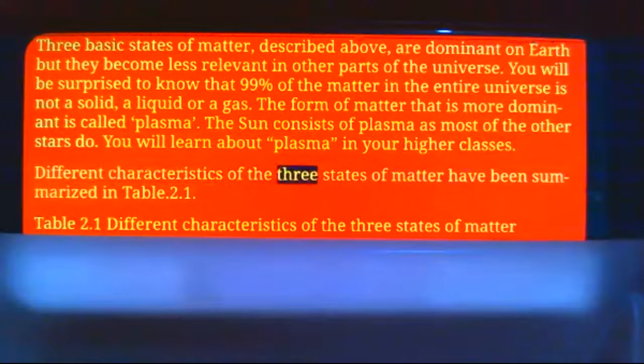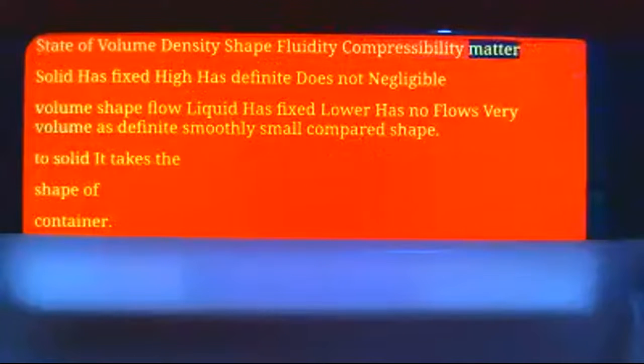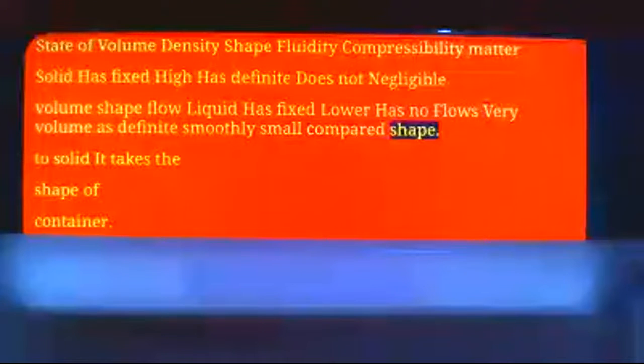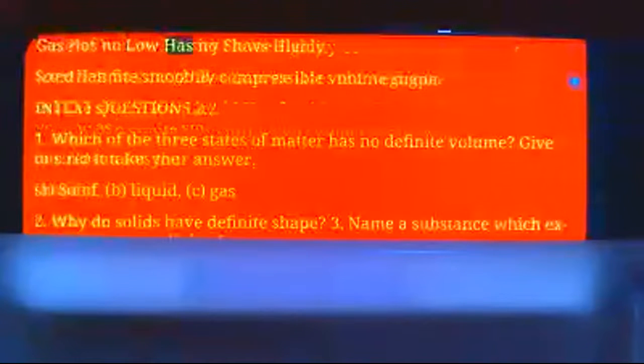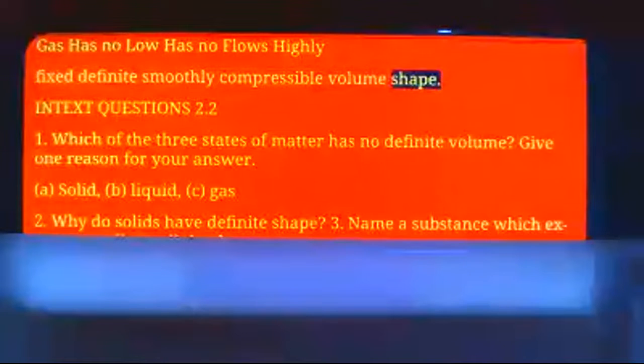Different characteristics of the three states of matter have been summarized in Table 2.1. Table 2.1, different characteristics. State of matter, volume, density, shape, fluidity, compressibility. Solid has fixed volume, high density, definite shape, does not flow, negligible compressibility. Liquid has fixed volume, lower density compared to solid, no definite shape, it takes the shape of its container, flows smoothly, very small compressibility. Gas has no fixed volume, low density, no definite shape, flows smoothly, highly compressible.